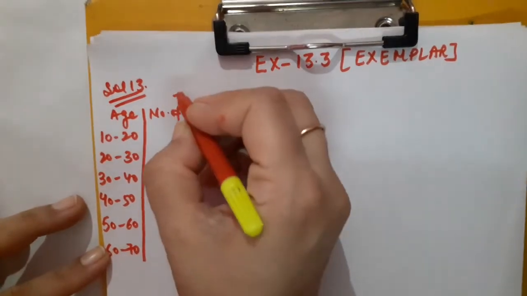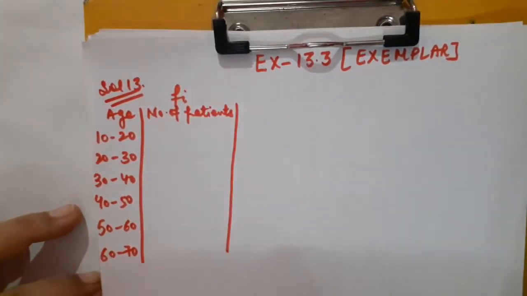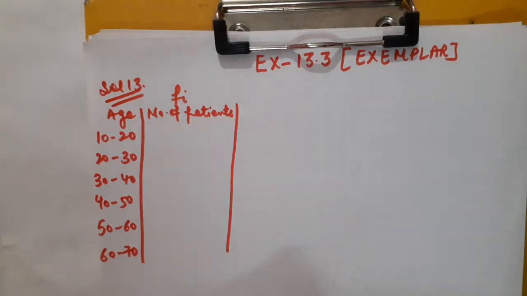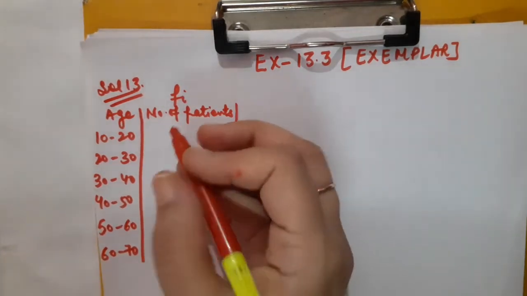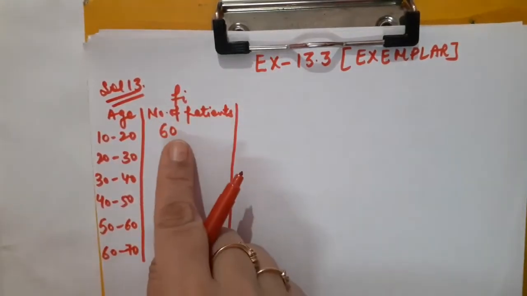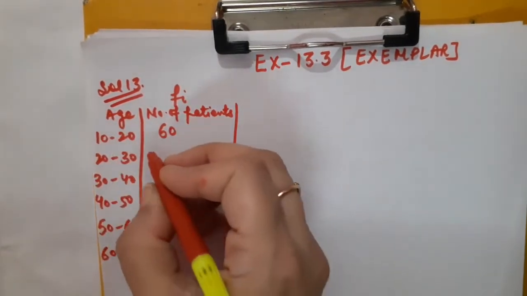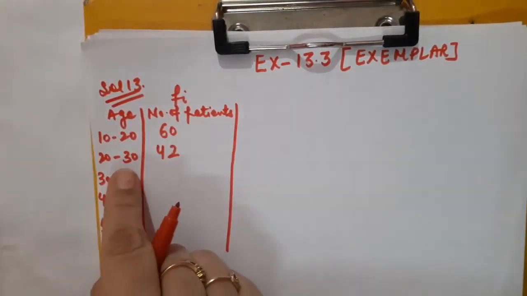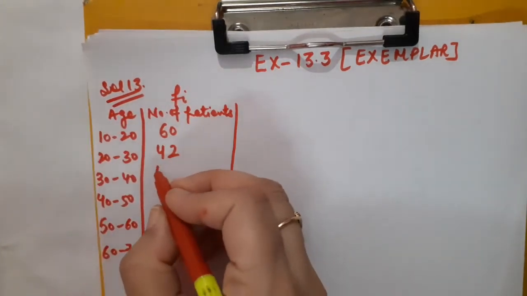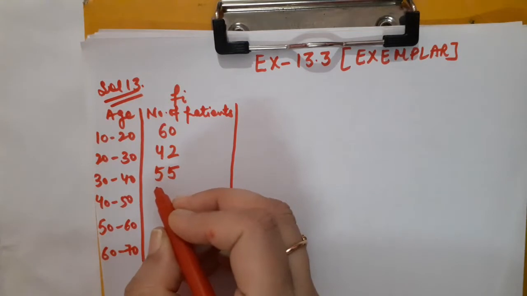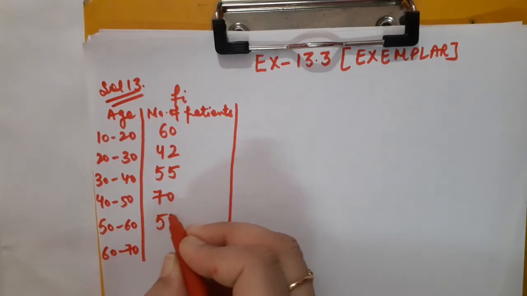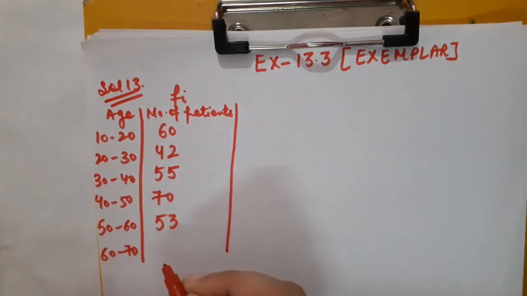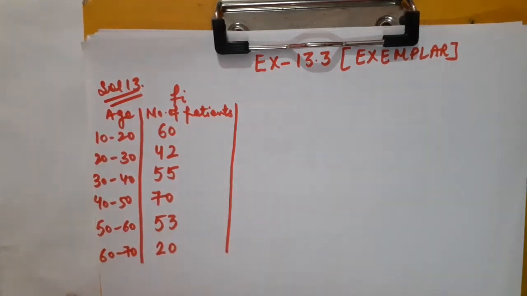This is actually f i, that is frequency. The number of patients getting medical treatment in a hospital on a particular day are: 60 patients whose ages are from 10 to 20 years, 42 from 20 to 30, 55 from 30 to 40, 70 from 40 to 50, 53 from 50 to 60 age group, and 20 from 60 to 70 age group.